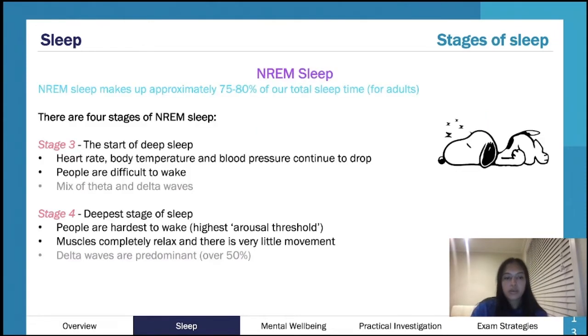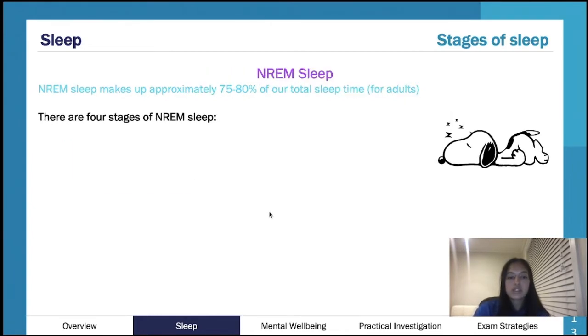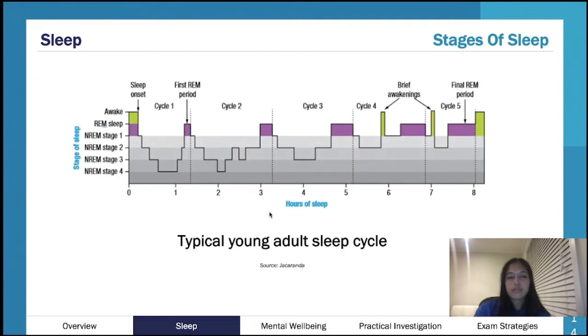And that's why, when I said NREM stage 2 lengthens with each successive cycle, it's complementary to that, because you're getting less deep sleep, you're ultimately going to get more stage 2. And you can see that here we're spending a nice time in stage 2, and by cycle 4 and cycle 5, it's all really stage 2.